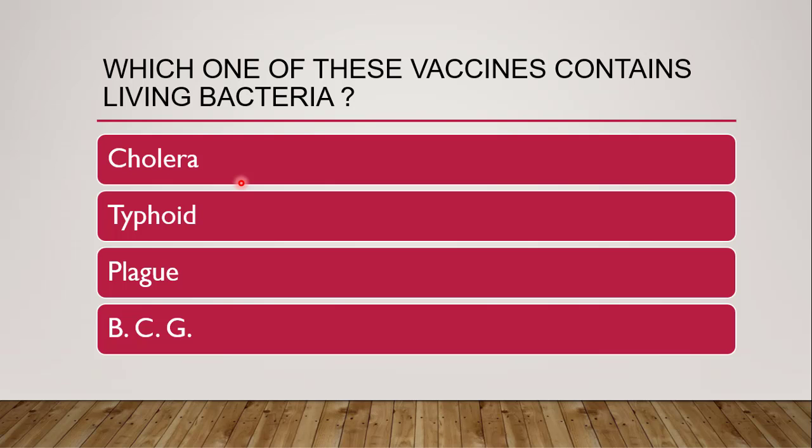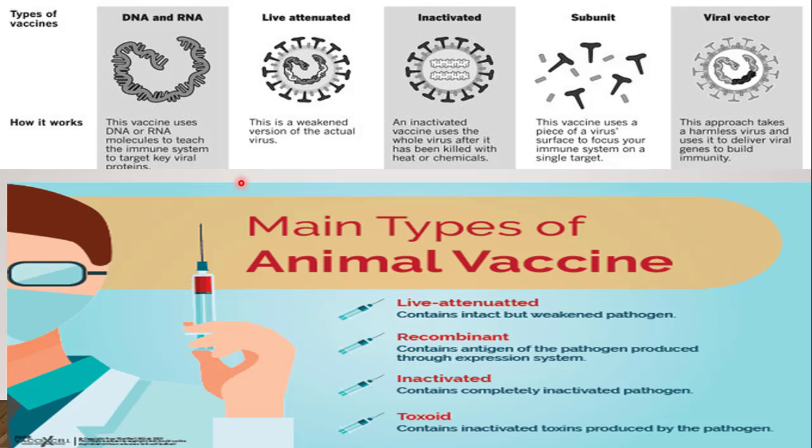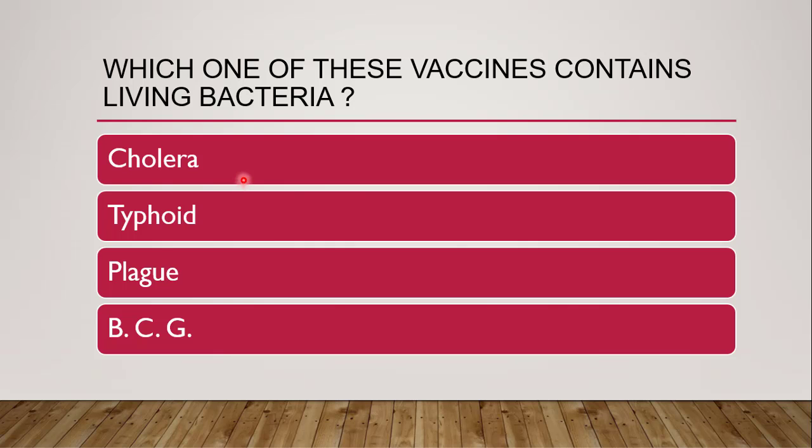Whether it is cholera, typhoid, plague or BCG. Now, before going to the correct answer, we will see what we mean by living bacteria containing vaccines.